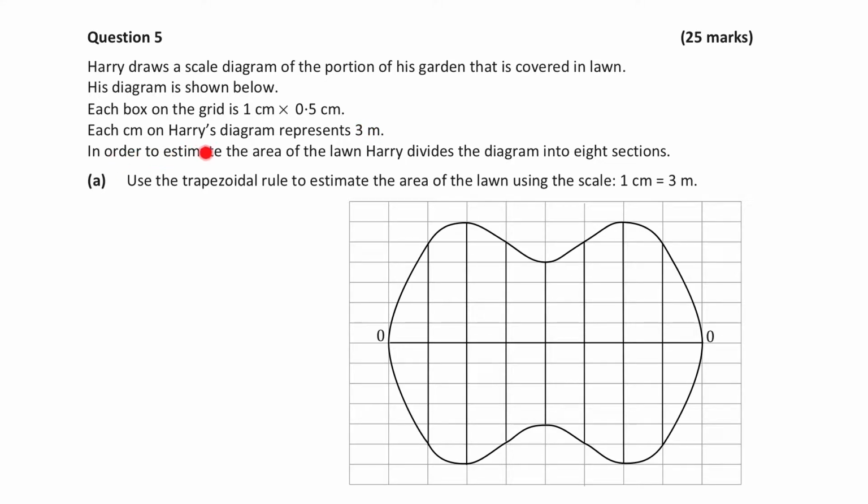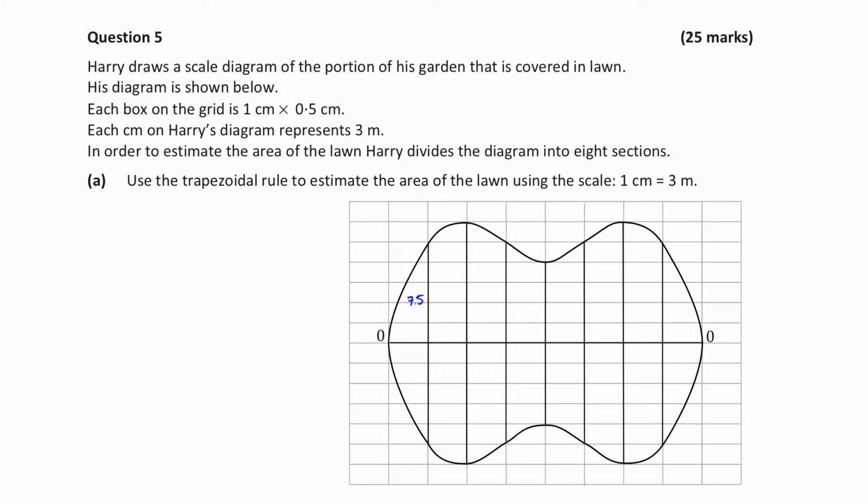In order to estimate the area of the lawn, Harry divides the diagram into 8 sections. Use the trapezoidal rule to estimate the area of the lawn using the scale of 1 centimetre is equal to 3 metres. First thing we need to do is calculate the heights of each of these lines. If this is 3 centimetres, this is 3 centimetres, and this is half of 3 centimetres, I'll end up with 3 plus 3 plus 1.5, and that'll give us 7.5. So we'll put in 7.5 there.